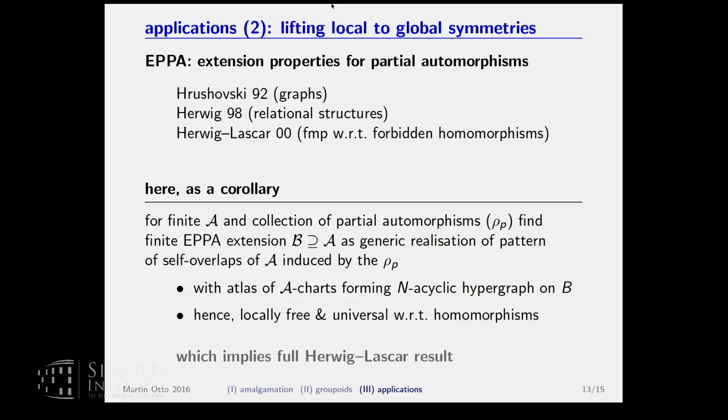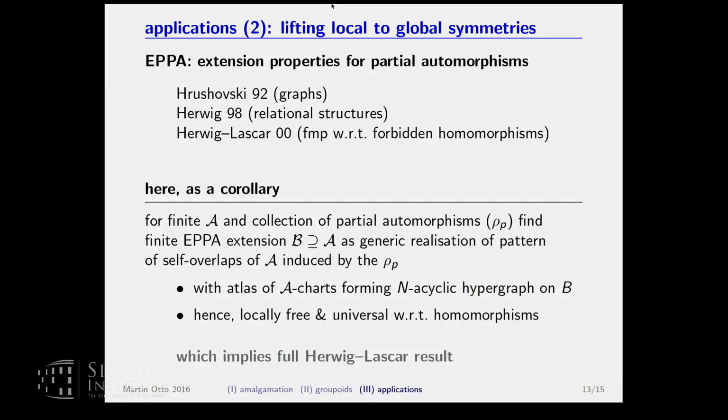So you can make things such that the atlas of A charts that you just get by the automorphic images of the copies of the original structure A form an n-acyclic hypergraph in the sense that small size n sub-hypergraphs are actually acyclic, tree decomposable, nicely behaved. And therefore, the construction is locally free and universal. If you look at only small pieces, then it's really tree-like, the realization that you get.